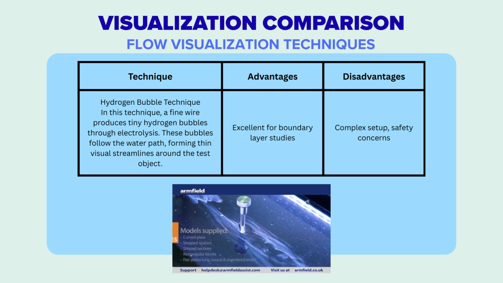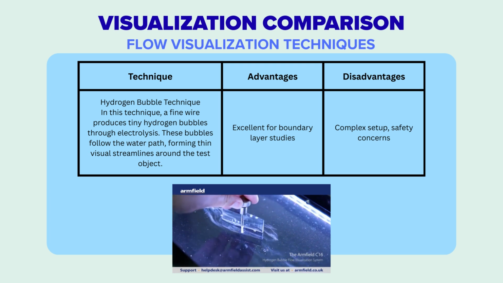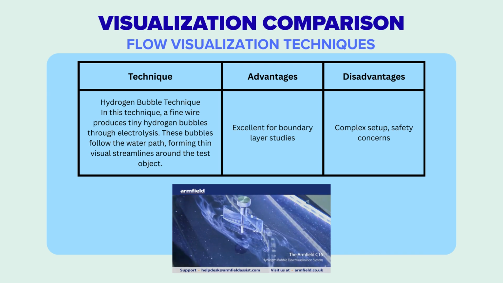Hydrogen bubble technique. In this technique, a fine wire produces tiny hydrogen bubbles through electrolysis. The bubbles follow the water path, forming thin visual streamlines around the test object. Advantage: excellent for boundary layer studies. Disadvantage: complex setup, safety concerns.